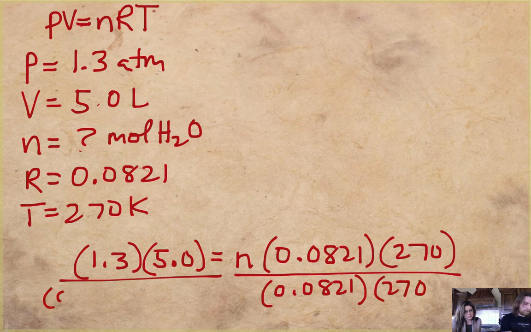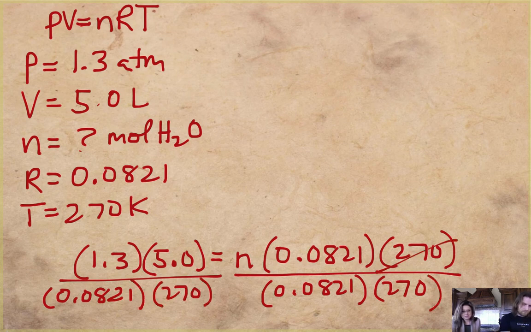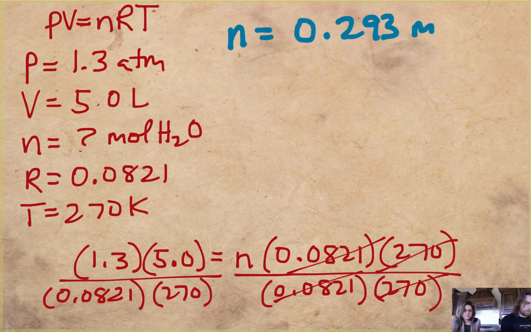Boy, this is making you guys a lot more comfortable with math, isn't it? Nobody told you chemistry was all math. So these cancel. n is equal to 1.3 times 5 divided by 0.0821 times 270. We plug all that into the calculator and we get n equals 0.293 moles, 0.293 moles of water vapor. You said how many grams though? Yeah, I did. So let's do some more.